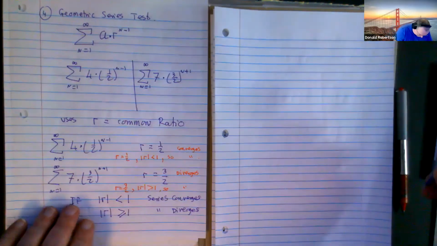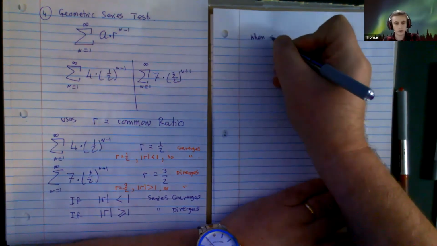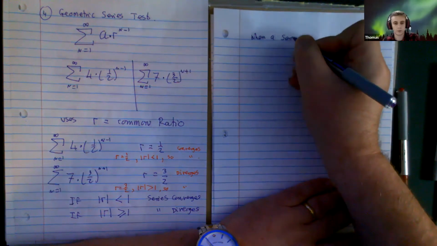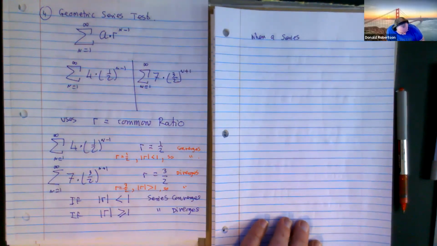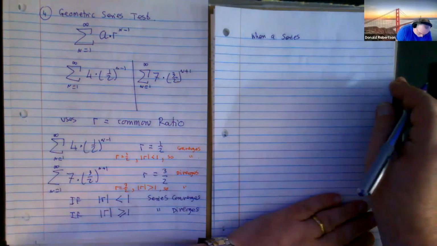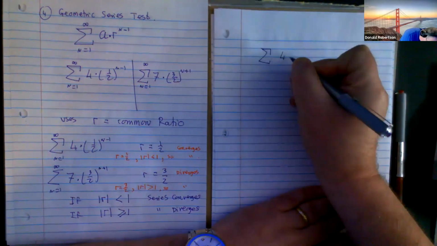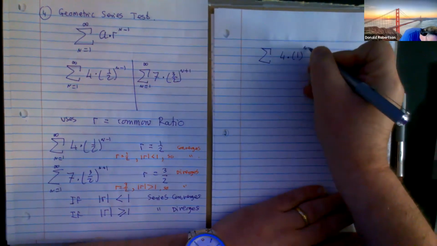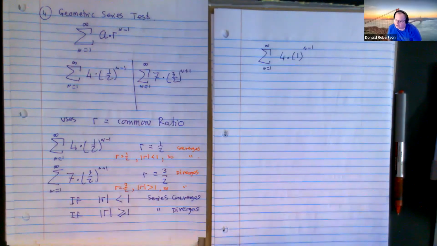But that's not finished. I had a question. Yes. So it says if R is greater than or equal to 1, it diverges. Yes. So if it's equal to 1, why would it diverge? Oh, let's do one. I'll do it over here. Here's a series: 4 times 1 to the power of n minus 1. Agree R is 1 in this case.